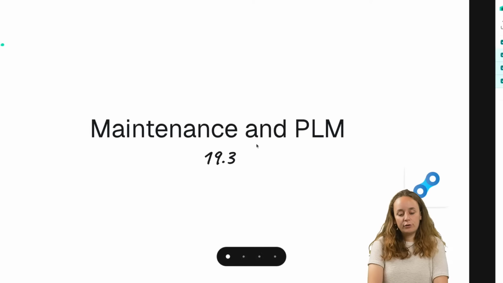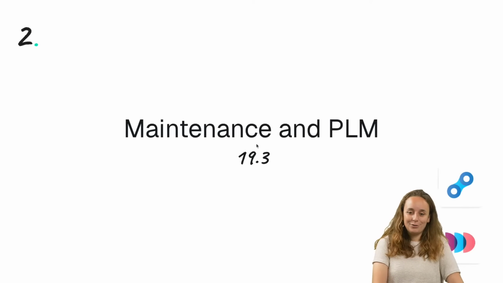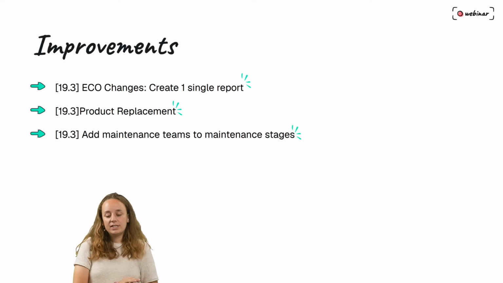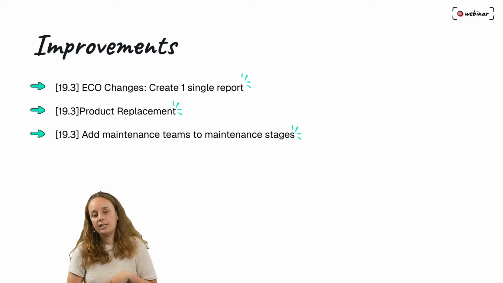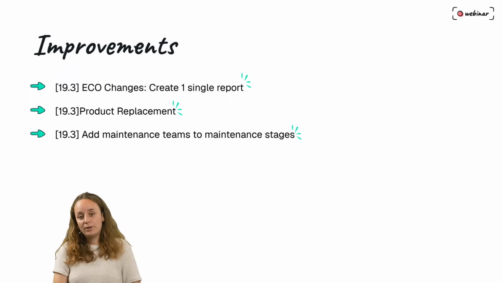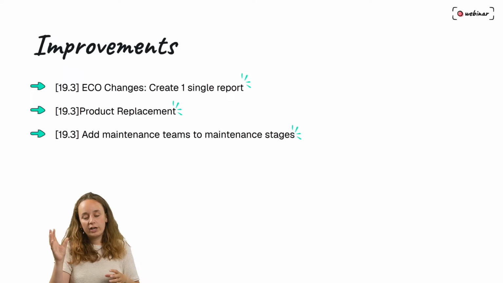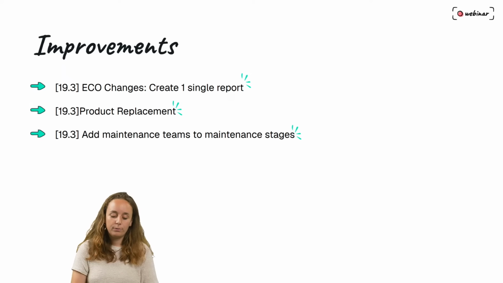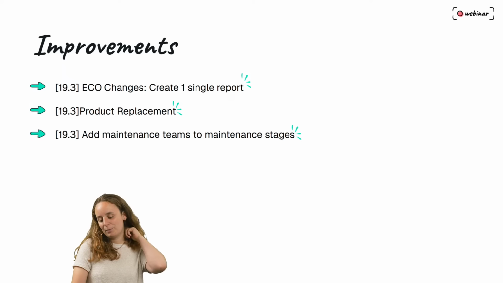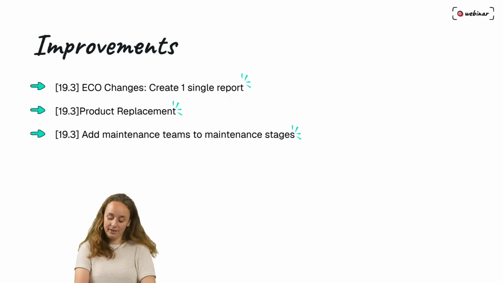So that's it for the second use case I wanted to show you. What did we see? We saw one single report for the ECO changes. We saw the product replacement, so it's really practical to go ahead and replace all your components for your bills of material in one go. And we saw that the maintenance teams are now linked to the maintenance stage.